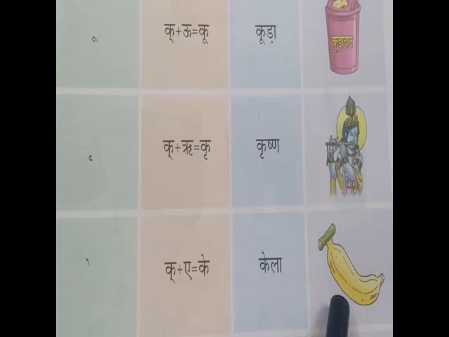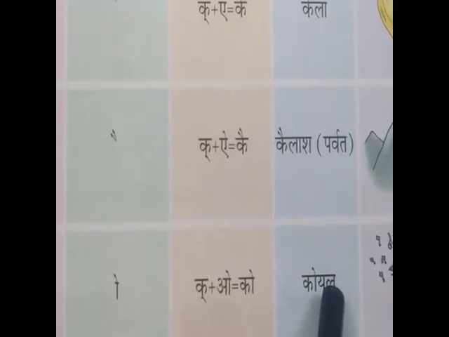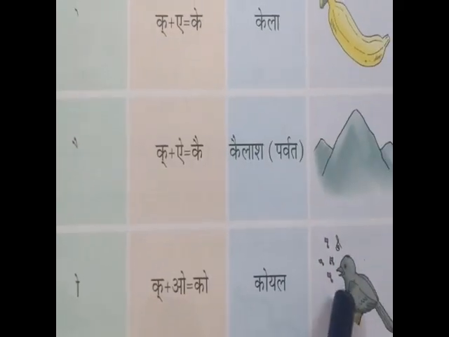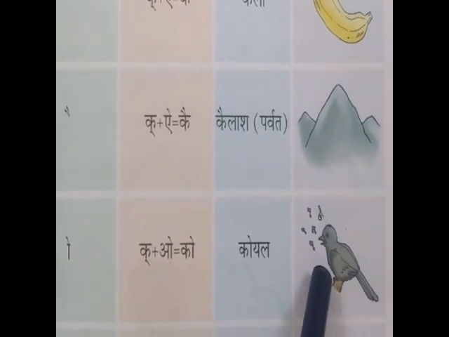Next one is O. O sound. To put the matra, you have to remove this a from that, and the remaining thing will be O ki matra. So K plus O is Ko. Koyal. Koyal is cuckoo bird. Okay.